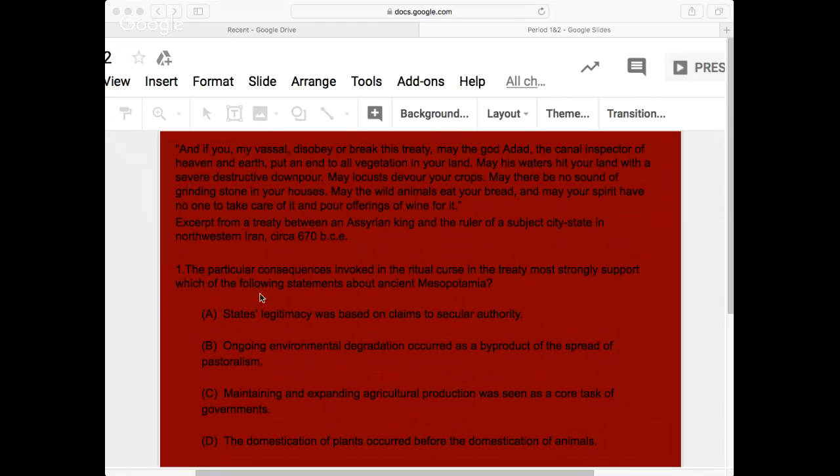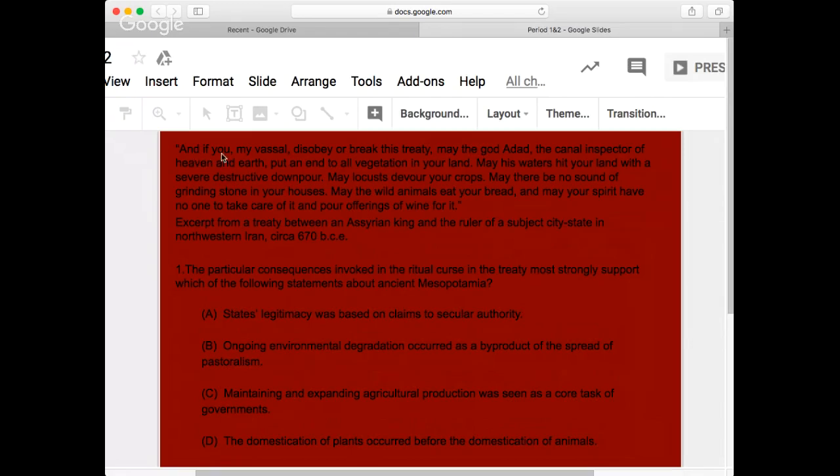Okay, so stopping there. What I would do first is look at this, and it says the particular consequences evoked in the ritual curse most strongly support which of the following about ancient Mesopotamia. So there is a potential that I can answer this without just reading. But I can go back, and I know that this is a curse based on the question. I know that they're talking about Mesopotamia here, and it's asking, what does this curse show me about Mesopotamia?